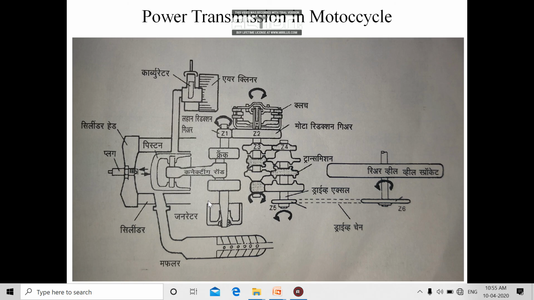Here our magneto is there. This magneto is connected on the crankshaft. So whenever I am rotating the magneto, the crankshaft is supposed to rotate. When the crankshaft rotates, the connecting rod transmits that rotation to the piston, and the piston starts to reciprocate. So our initial cycle gets done by that assistance.